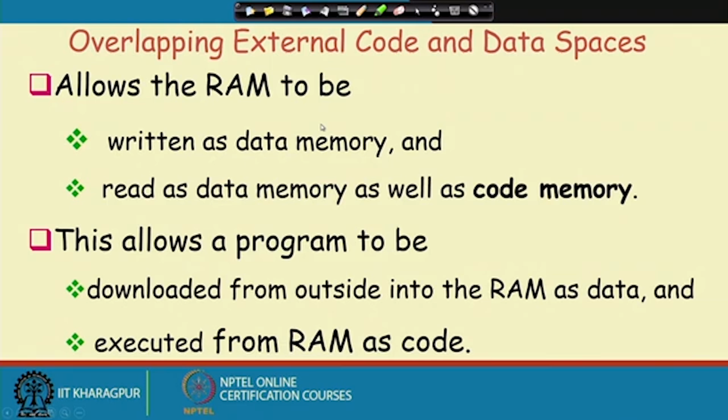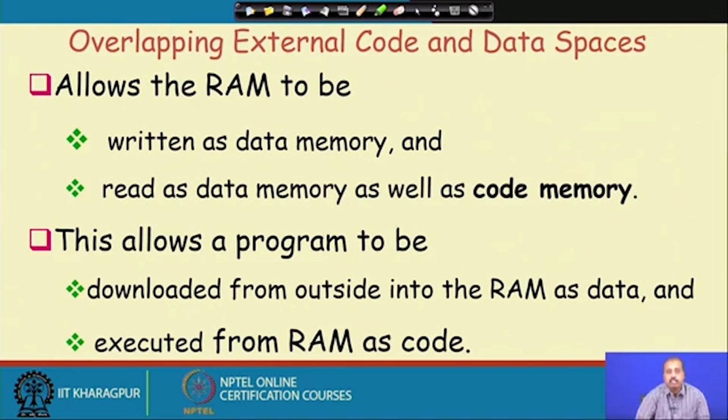So, what is the advantage? First of all, this overlapping of code and data spaces allows the RAM to be written as data memory, and read as data memory as well as code memory. Code memory is in general ROM, so we do not write there; we just read the code from there, and the constants that we have in the program. They can also be treated as code, and those constants are also kept in the ROM.